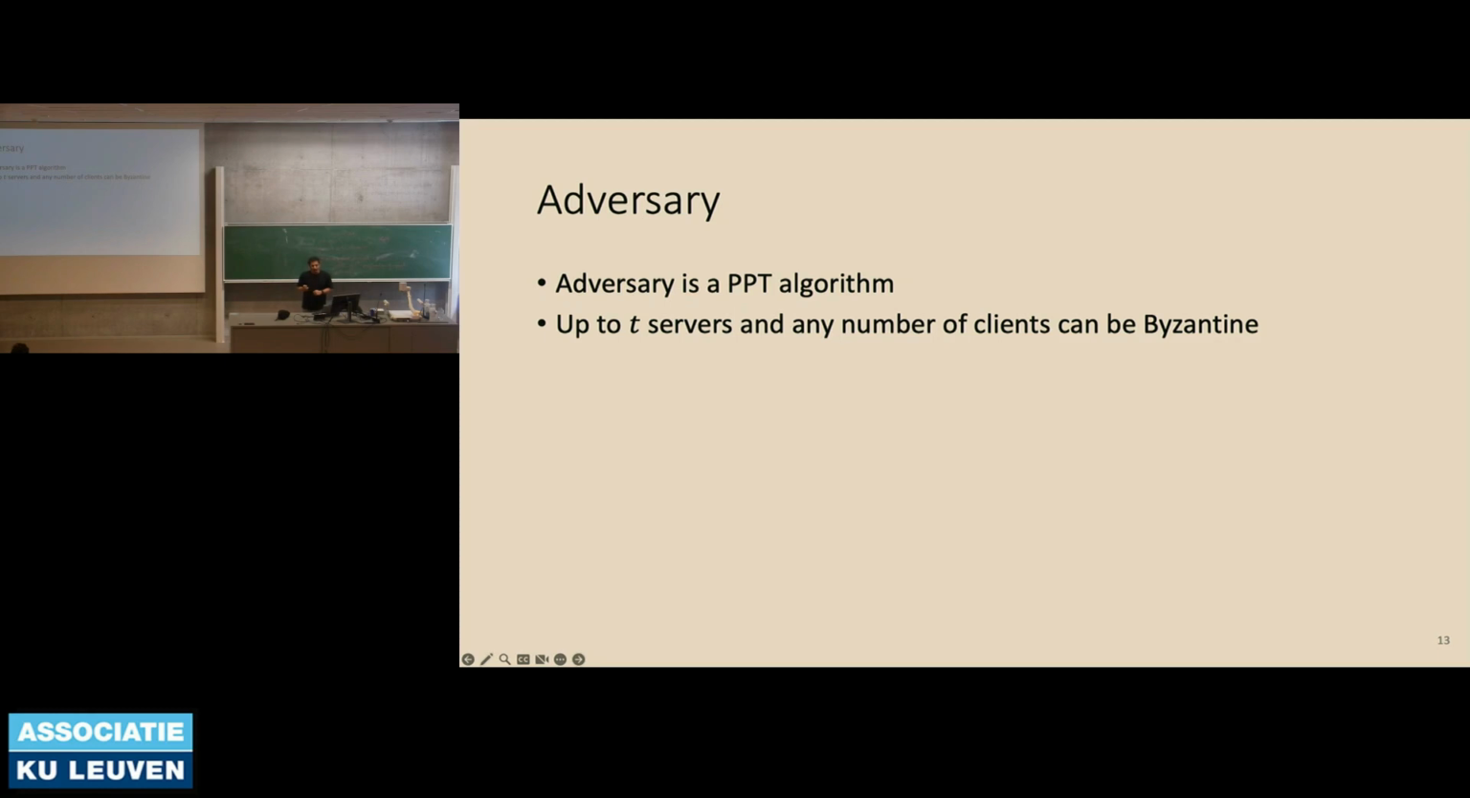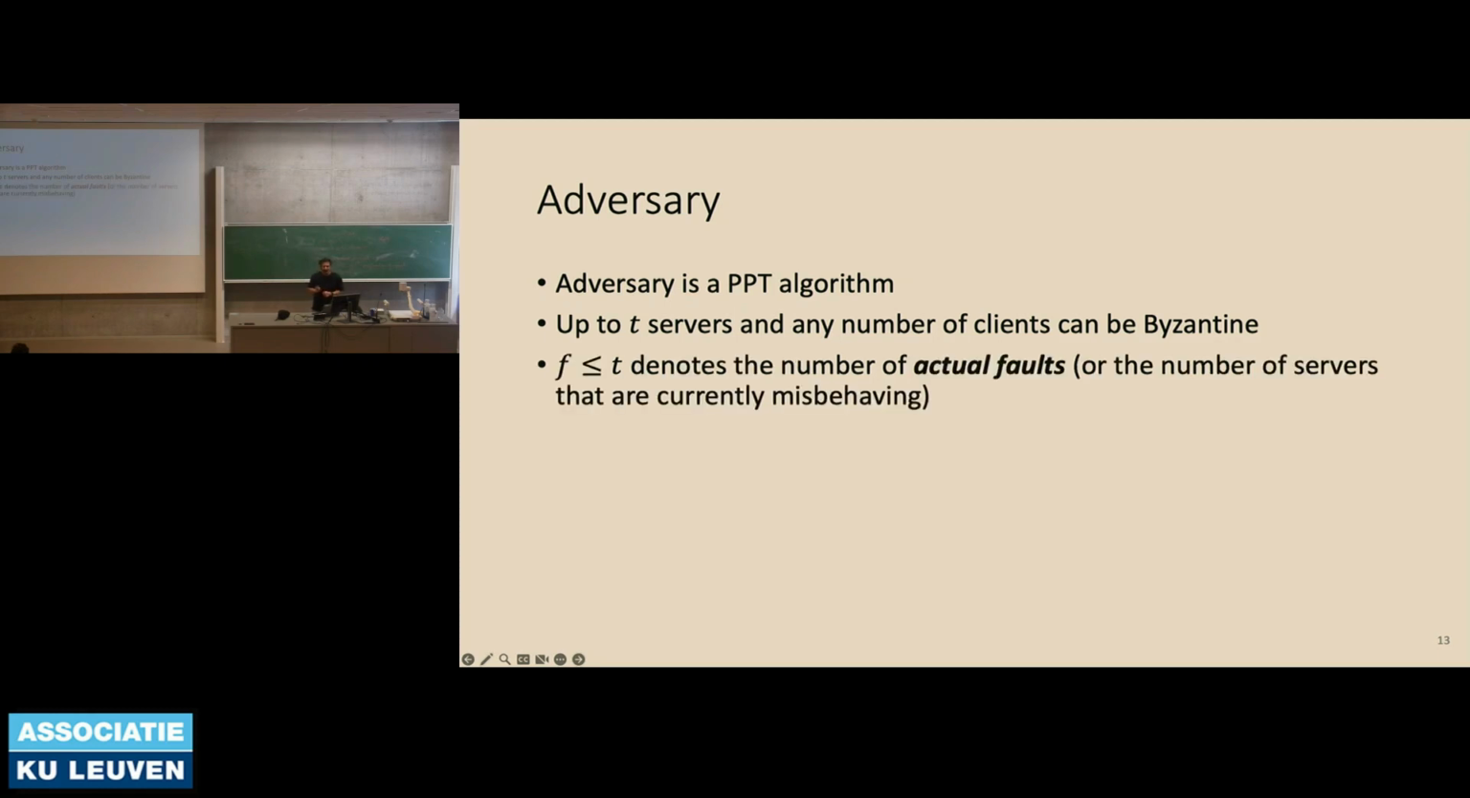Okay, now let's define what the adversary is. Obviously, it is going to be computational. And up to t, we'll define t as the number of Byzantine faults. And we'll define f as the number of real faults. We don't know how many these are. So these are the number of people actually misbehaving.